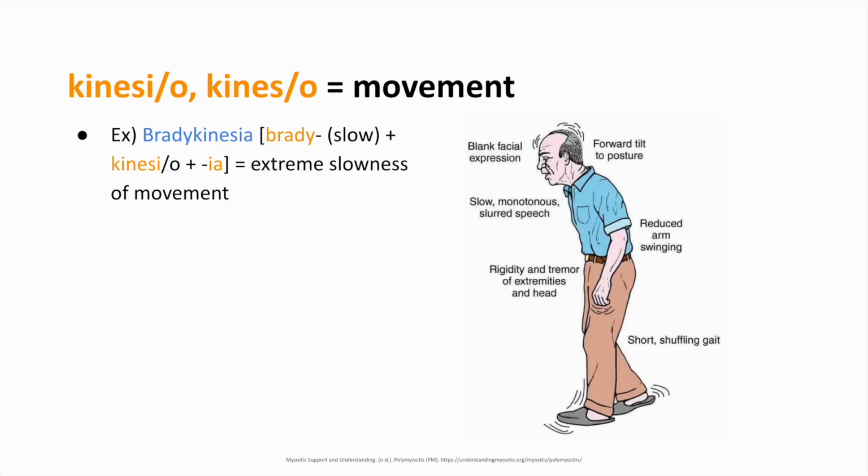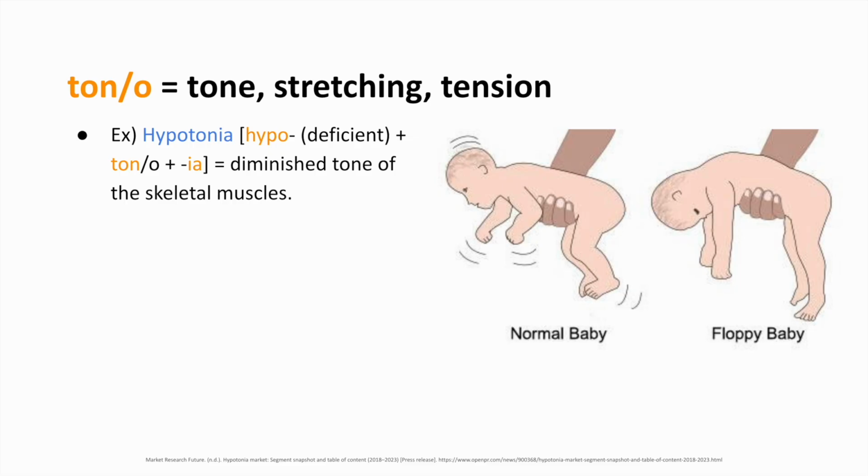Tono is a combining form that means tone, stretching, or tension. One example is hypotonia. As Daniel mentioned, hypo means low or deficient. Tono and, what is it? Oh, noun ending ia. So that means diminished tone of the skeletal muscles.